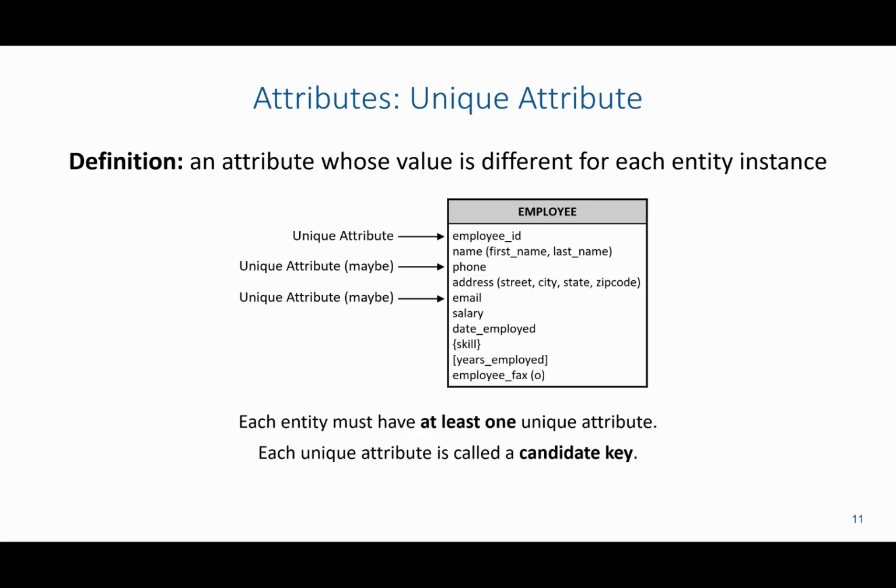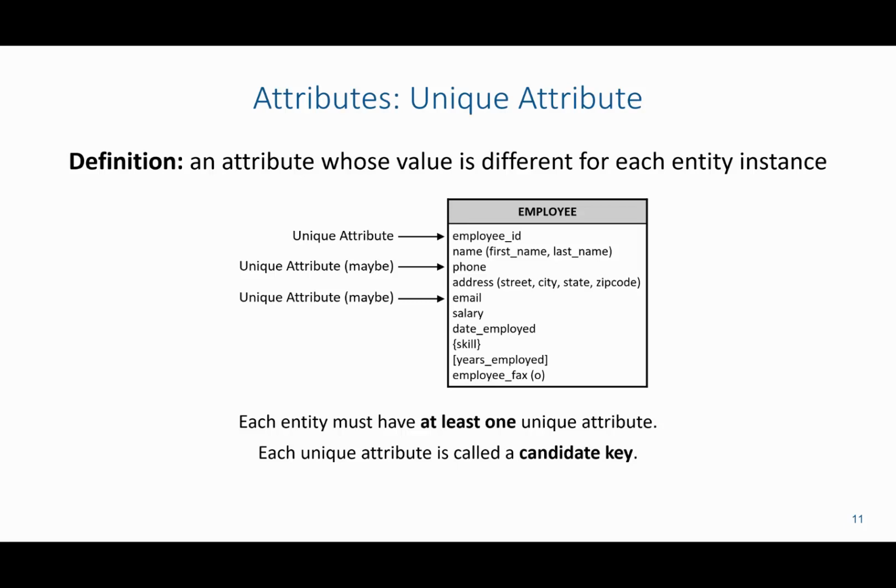You may argue that phone and email could be unique, but at the same time, I know a few people that share the same phone number. I know a few people that share the same email address. So I would argue that these are not unique attributes. So we would have one unique attribute.